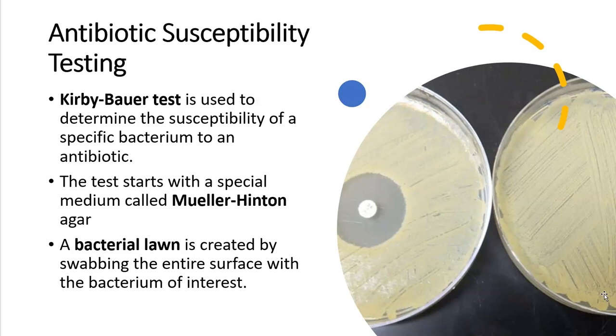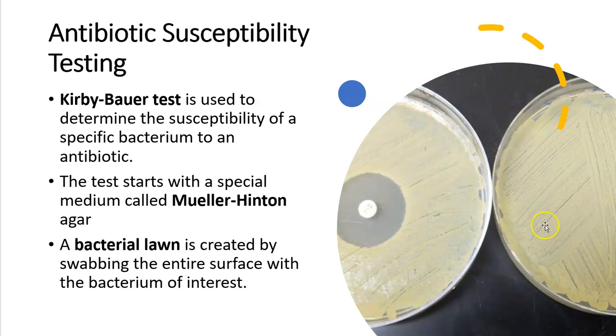Because in the end of doing the Kirby Bauer, what we do is we measure these clear areas around the antibiotic to see if the antibiotic was effective or not. But let's imagine for a second that you forgot to put bacteria in this whole section. You just missed that section when you were creating your lawn. And then you put an antibiotic right there in the middle.